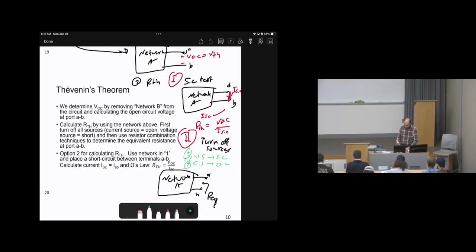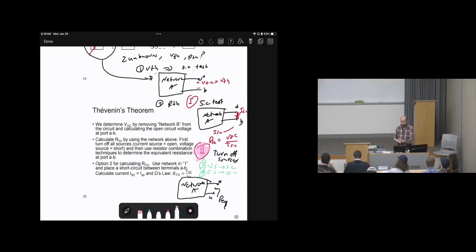So the procedure: we will use step number 2 for finding R Thevenin. First, apply open circuit tests to find V Thevenin. Second, turn off the sources to find R Thevenin. That's it. Keep in mind the general Thevenin solution that's valid everywhere is option 1, when we do open circuit tests and short circuit tests. This is the general option that's valid anytime.